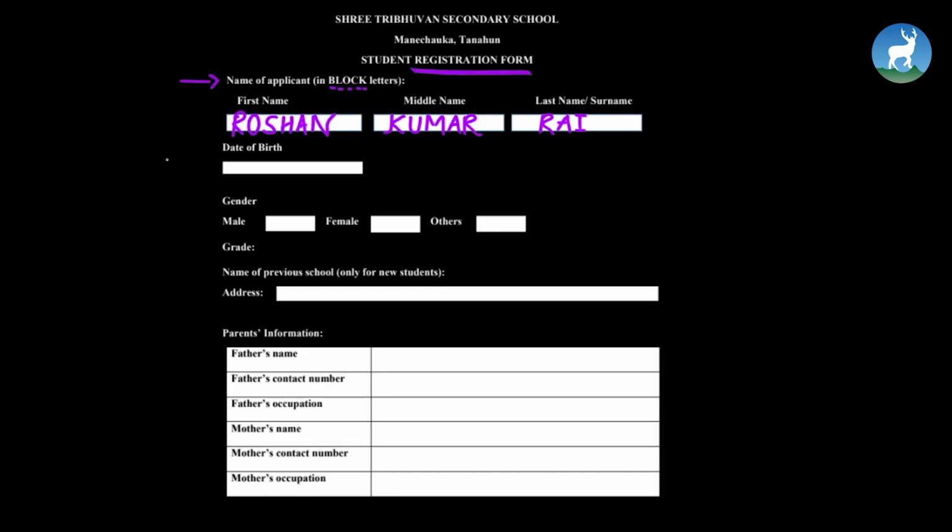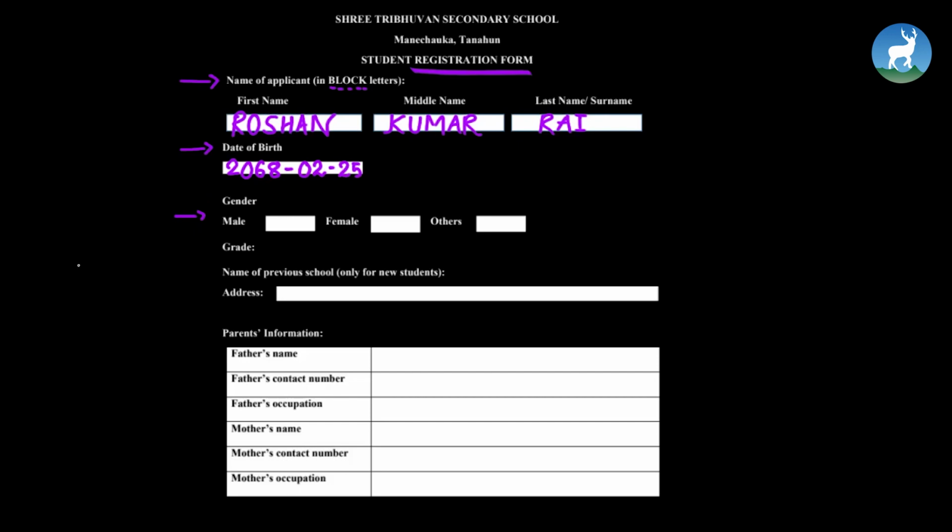Okay, let's go to the next part, and it's writing the date of birth. Let's assume he was born in 2068. So let's write 2068. Okay, all right. Now moving further, here you will have to fill in the information of gender.